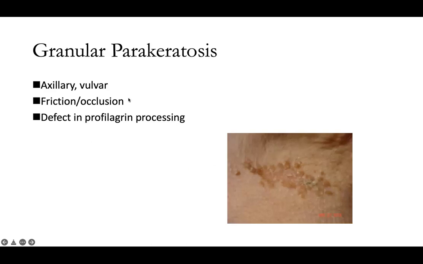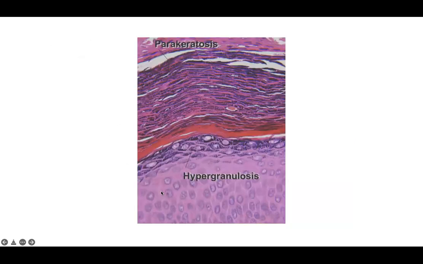So if you think about profilaggrin, you're going to be thinking about ichthyosis vulgaris, you're going to be thinking about atopic dermatitis as well. But there's been an association with granular perikeratosis. There's a defect in profilaggrin processing at least.